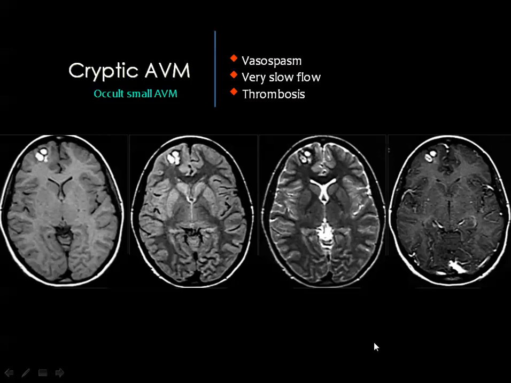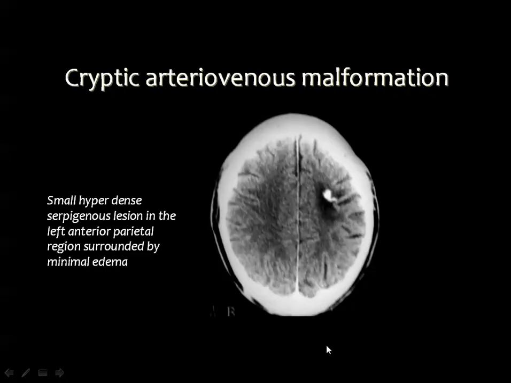But usually there is no mass effect and there is no flow detected in the angiogram. And this is an example of a very small cryptic arteriovenous malformation in the frontoparietal area on the left side by CT scan, and you see the surrounding area of edema or maybe gliosis.